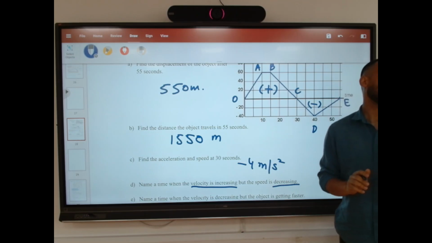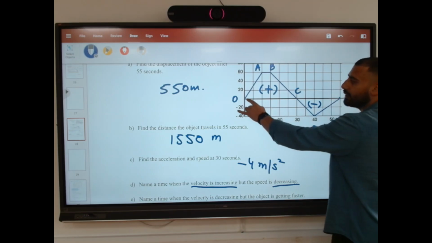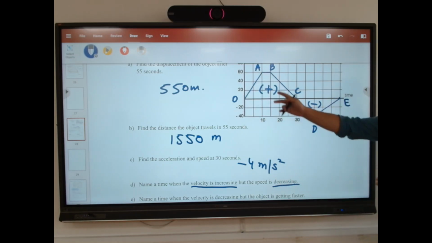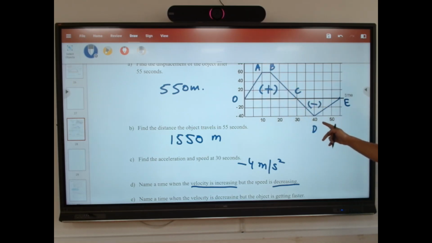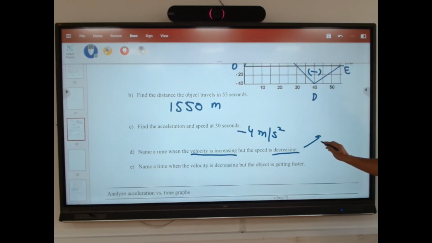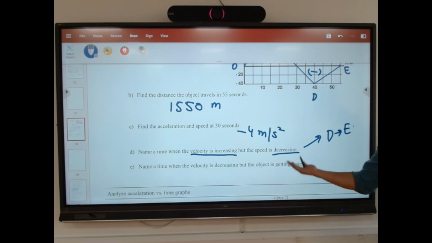What is speed? It is the magnitude, isn't it? So here the magnitude is 0, here the magnitude is 60. So the speed is increasing in O to A. But from D to E, from negative 40 to 0, the magnitude here was 40, which was already high, and here the magnitude is 0, so the magnitude is reducing. That means it is slowing down. Therefore we can say D to E. I think we did this, right? Yes. Now what about this?